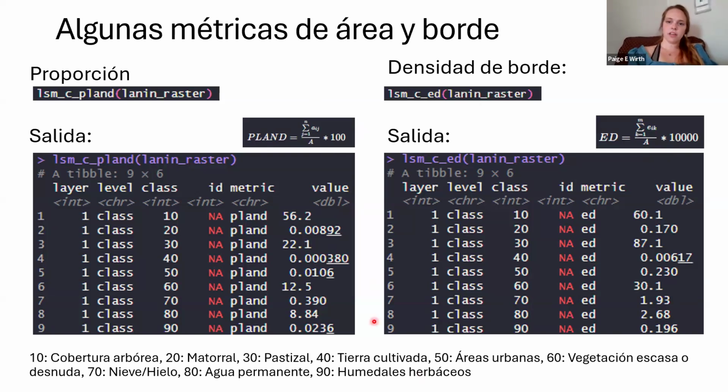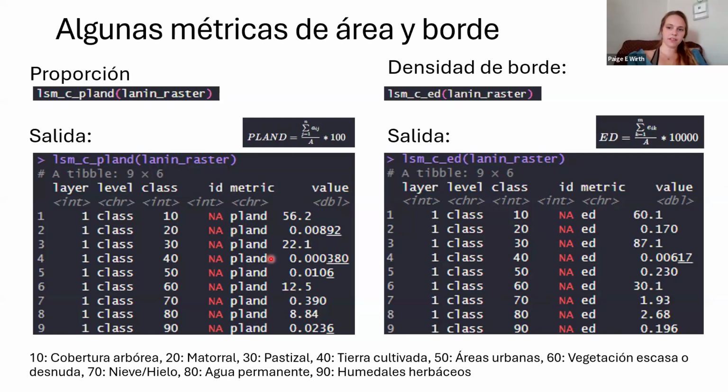And the first one that we're going to be doing is proportion of the landscape that falls into each class. So this is called LSM C-P land. And you can go ahead and run it on the Linero raster. This is a class level metric that shows which classes are most common in the landscape. The output value is a percentage, so it adds up to 100.